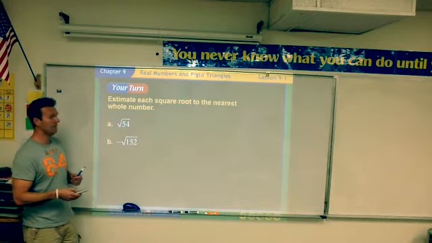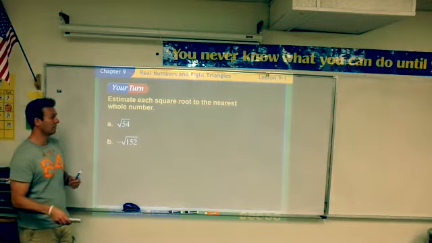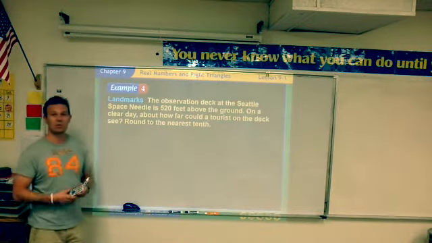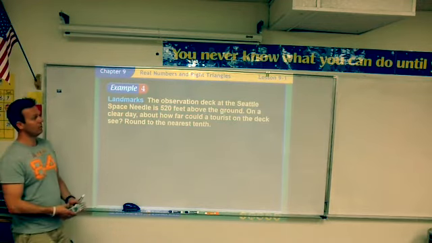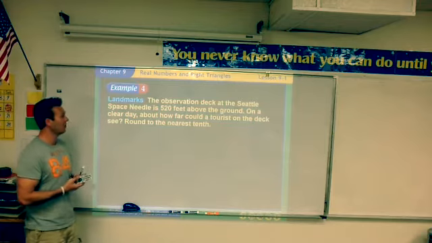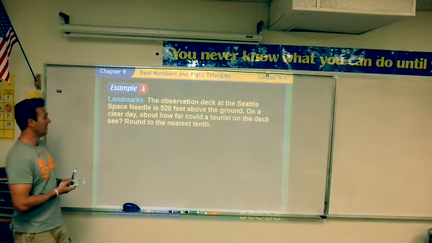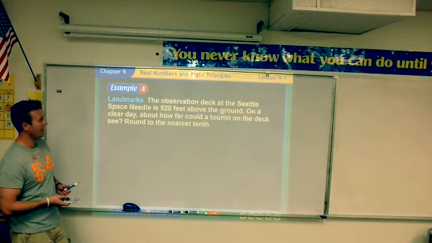So go ahead and find those answers, and you can pause it, find them, and see if you got the right answers. Okay, so now it gets a little bit more work. We have to read this and we have to do a little bit of work here. It says the observation deck at the Seattle Space Needle is 520 feet above the ground on a clear day. About how far could a tourist on the deck see, round to the nearest 10?